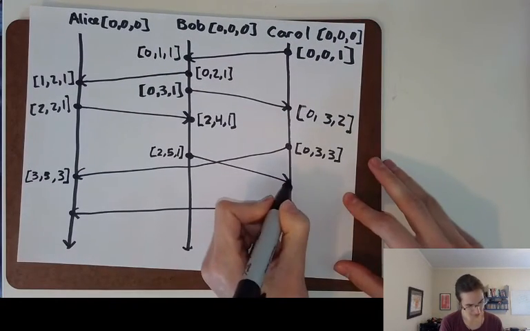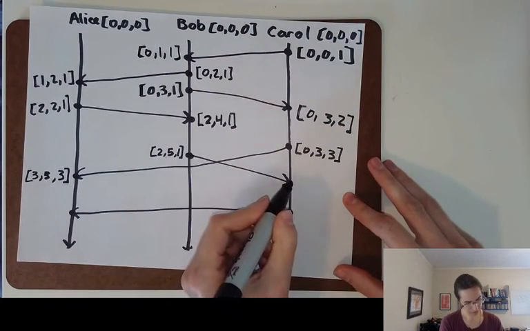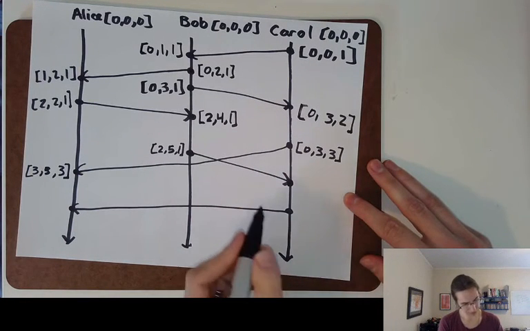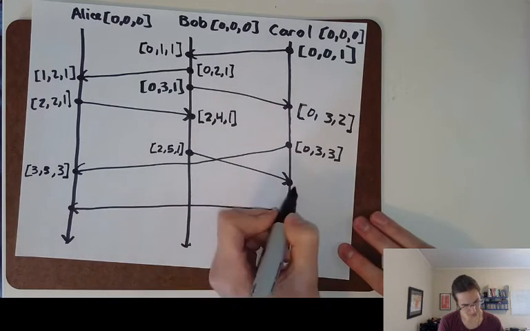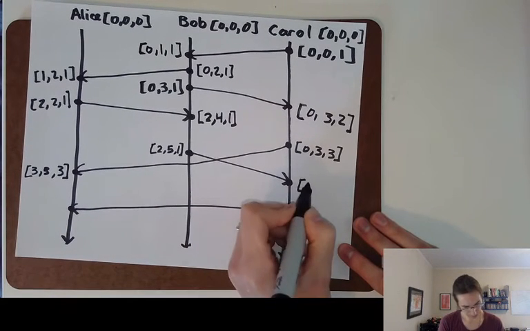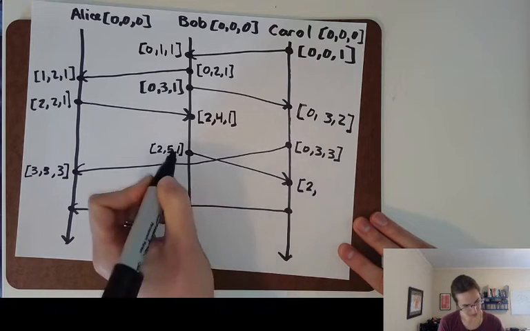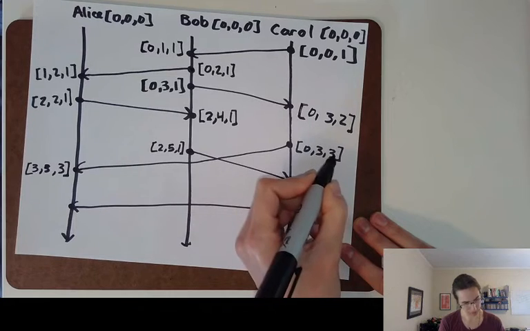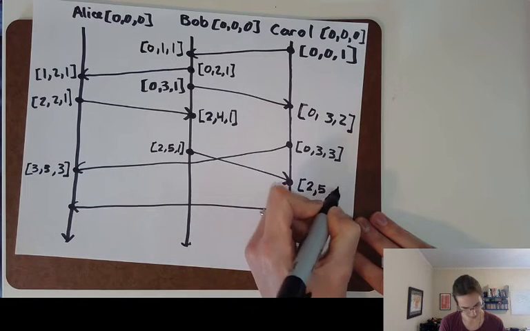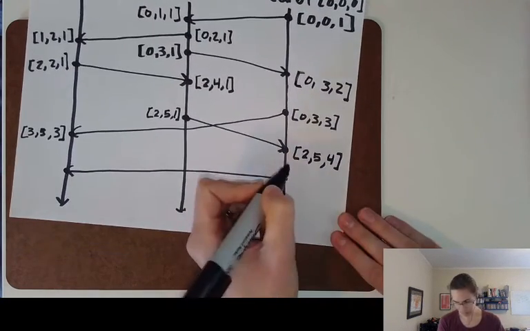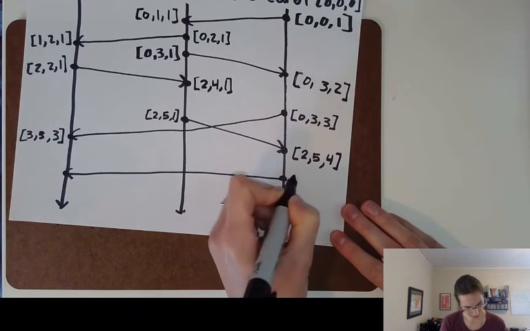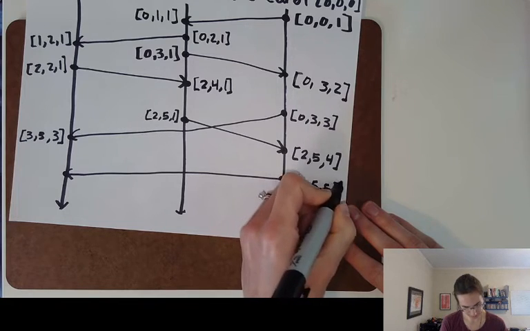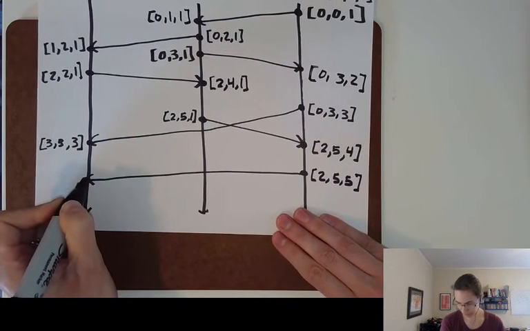This one over here, 2, 5, 1, gets sent from Bob to Carol. Carol's current clock is 0, 3, 3. How do those get combined? 0 and 2, the maximum of those is 2. 3 and 5, the maximum of those is 5. 3 and 1, the maximum of those is 3. And then it gets incremented because it's Carol's position. And then finally, this is Carol's last send. So this one will be 2, 5, 5. That one will get sent over here.